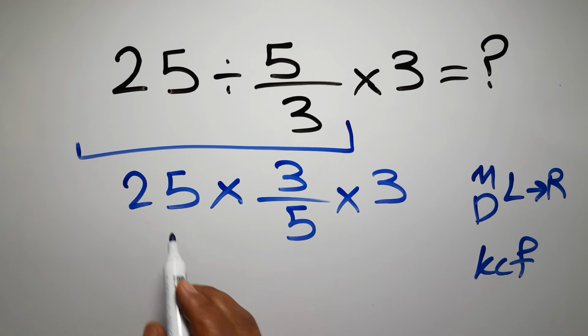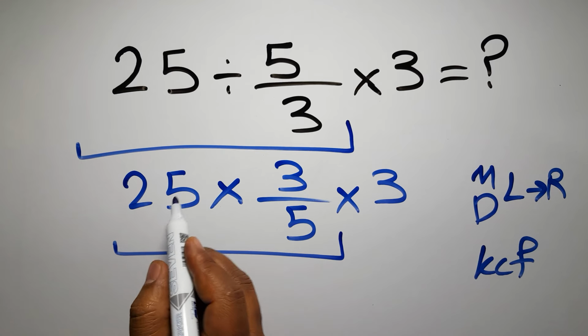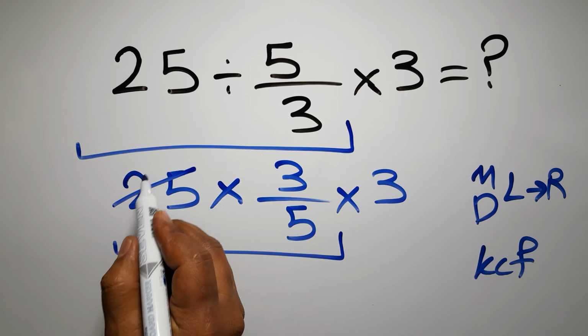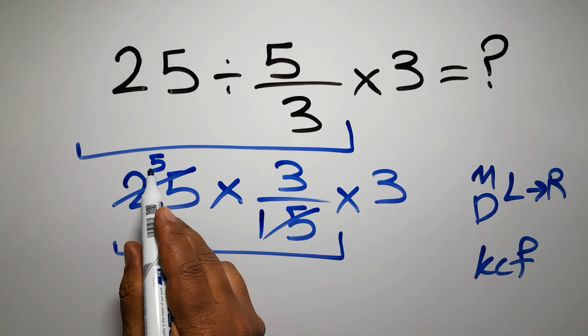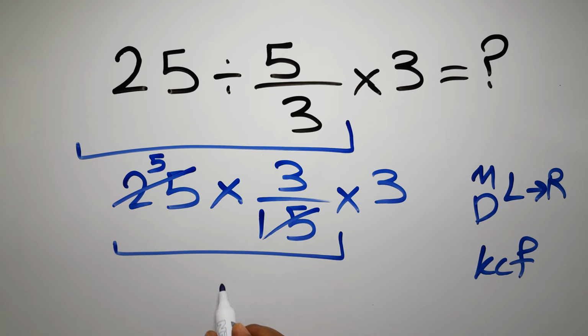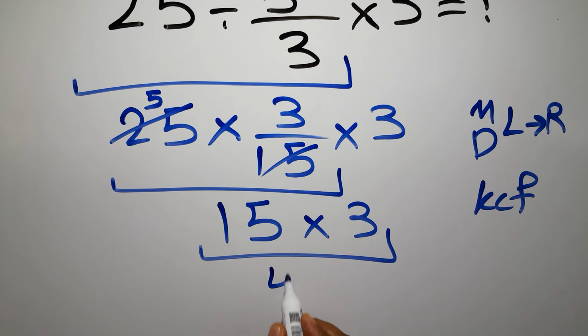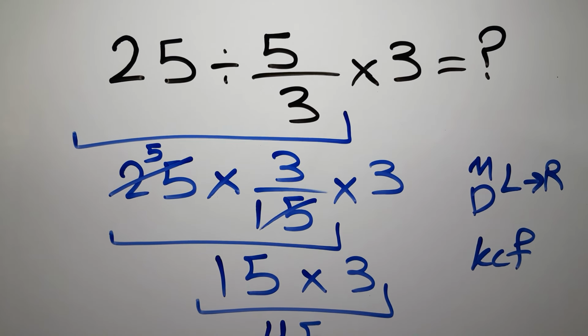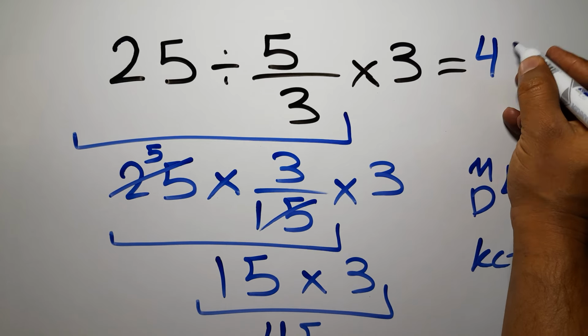Okay, now 25 times 3 over 5. 25 divided by 5 gives us 5. And 5 divided by 5 is just 1. So we have 5 times 3, which equals 15. So 15 times 3, which equals 45. And this is our final answer to this problem. The correct answer is 45.